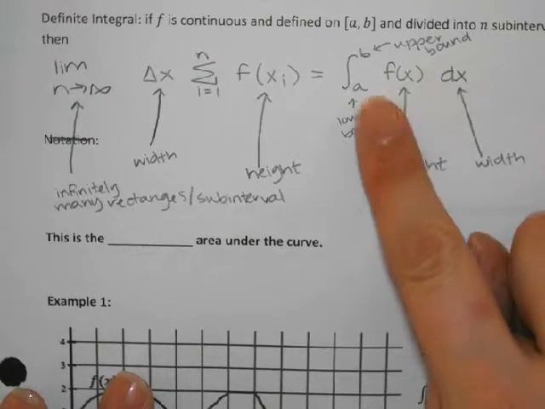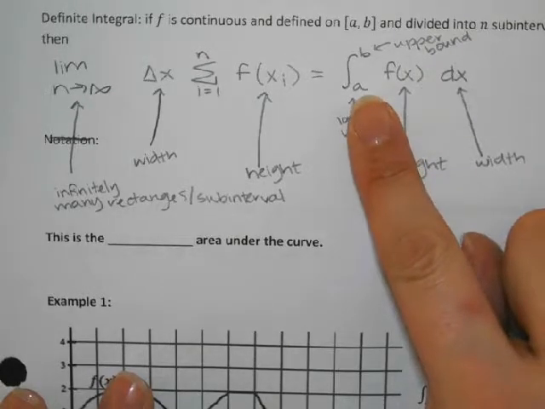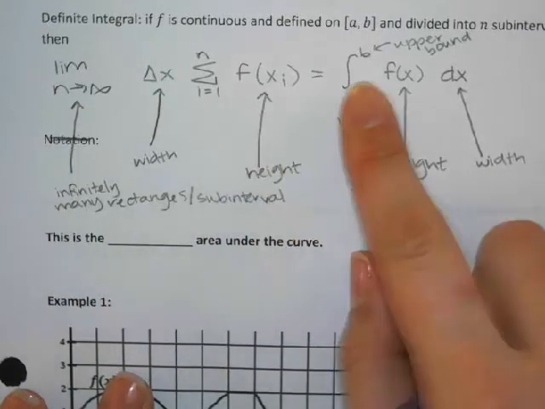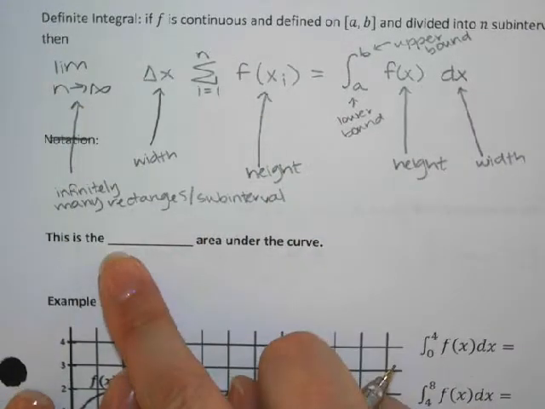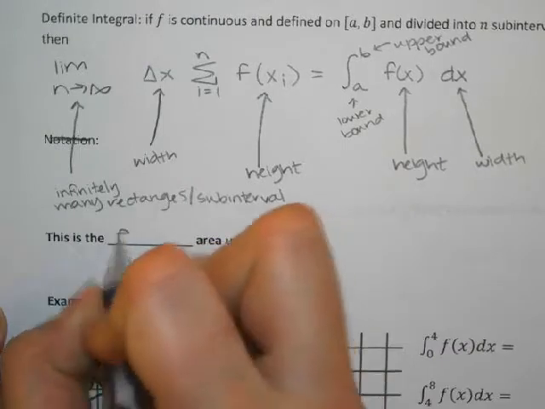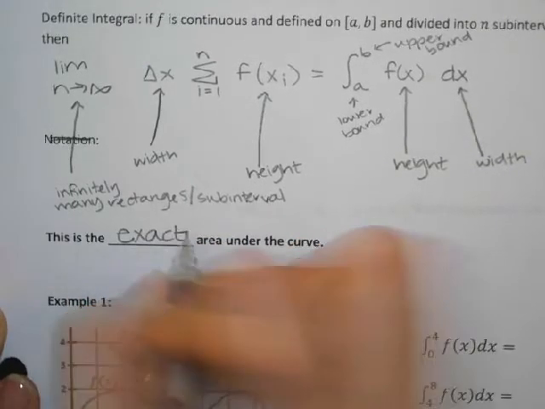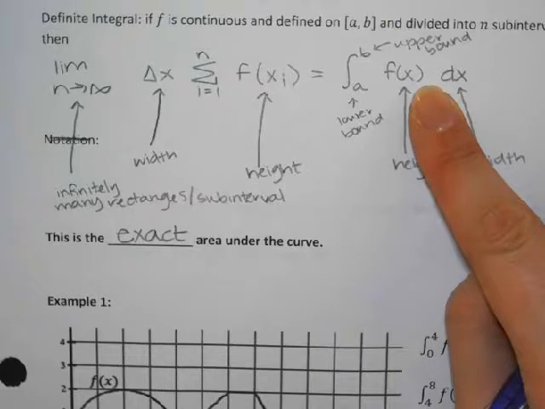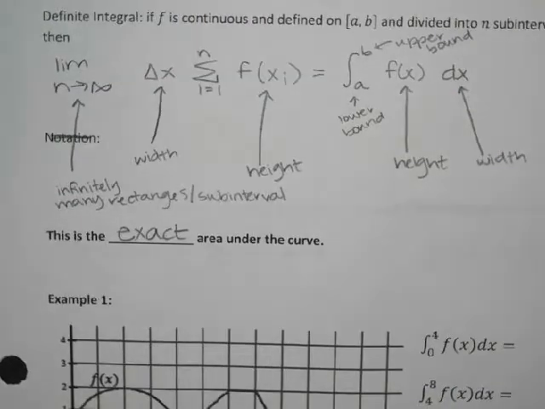And since this is the way that we're going to super shorthand what we have been learning since Tuesday, this is the exact area under the curve. And that means that when we write this integral notation, the assumption is we are using infinitely many rectangles and we are finding the perfect answer every time. So we are no longer approximating, we have the exact perfect right answer. Okay?